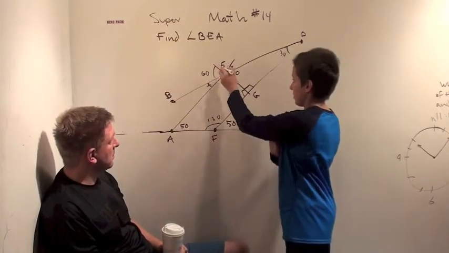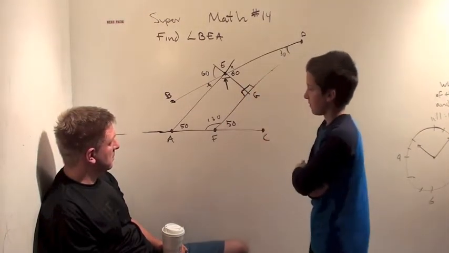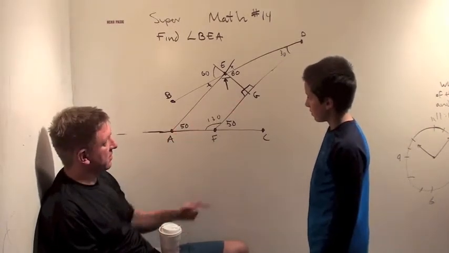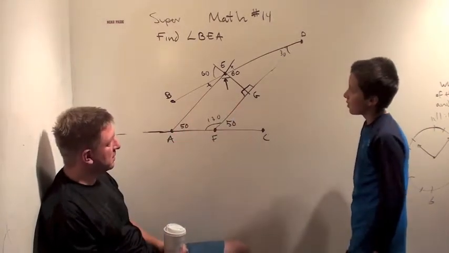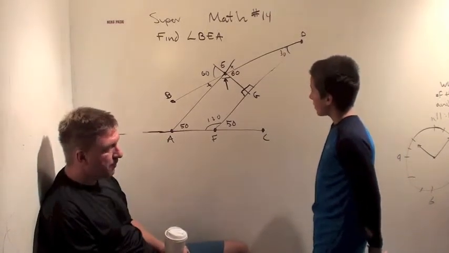Well, this line is definitely straight because it's perpendicular to this line. It's also perpendicular to that line. So those angles are both 90, definitely. How could we find out?